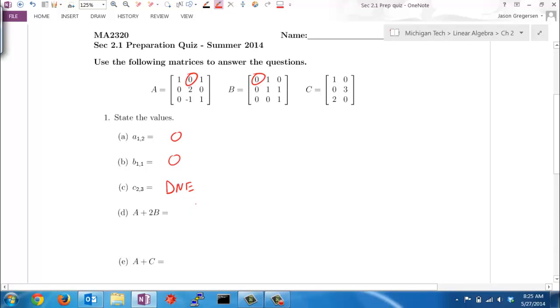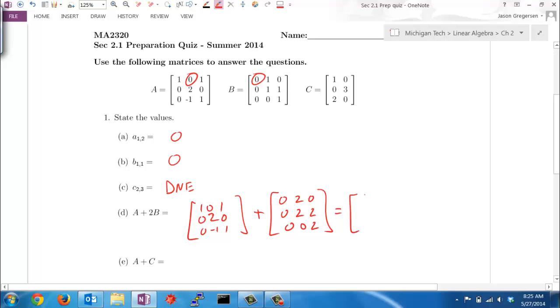Go to A plus 2B. Well, we have the matrix A: 1, 0, 1, 0, 2, 0, 0, negative 1, 1, plus 2 times B. Well, 2 times the matrix just says that we're going to multiply each element, each component of that matrix, by the value 2. So I'd have 0, 2, 0, 0, 2, 2, 0, 0, 2. When I multiply a matrix by a scalar, that's what I do. When I add two matrices together, I just add up their components. So this is going to be 1, 2, 1, 0, 4, 2, 0, negative 1, and 3. I just add their components together here.